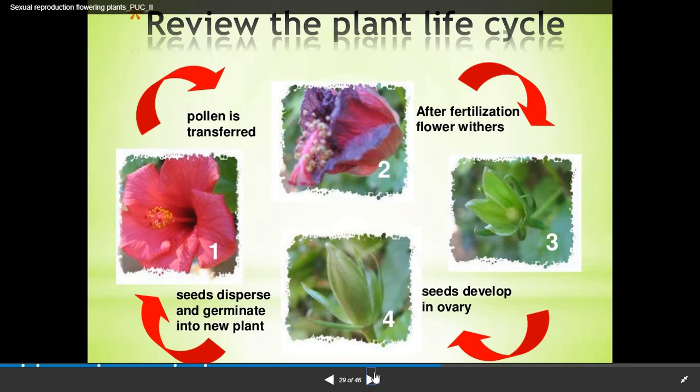Here in the life cycle you can see how the pollen is transferred, then after fertilization the flower withers and the seed develops in the ovary. This is how the whole process goes. Pollination is shown, then after pollination the gametes enter, and maturation occurs. Finally, after maturation the seeds develop in the ovary, and the other parts shrivel off.